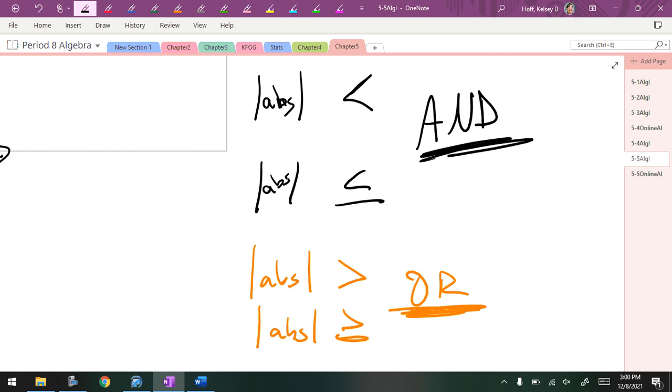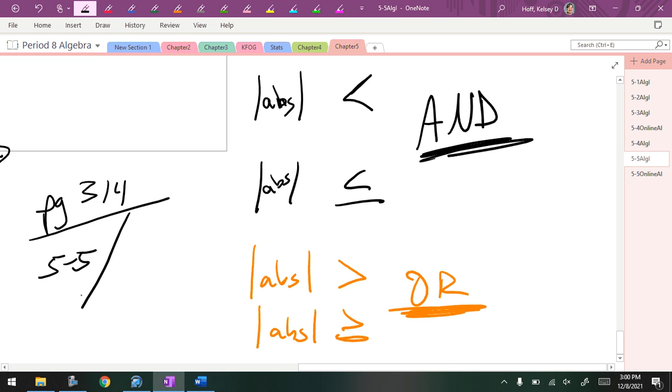Okay? Before you move, write this down. You are starting on page 314, 9 through 41. Odd. Odd. 9. What's your next odd? 11, 13, so on and so forth.